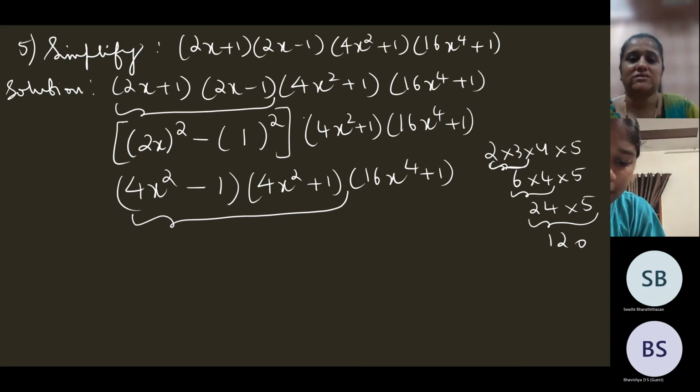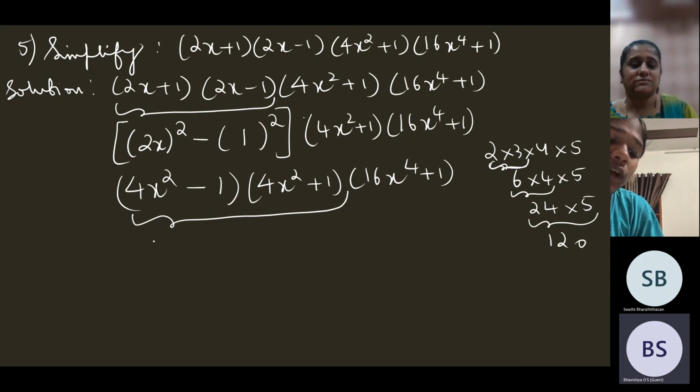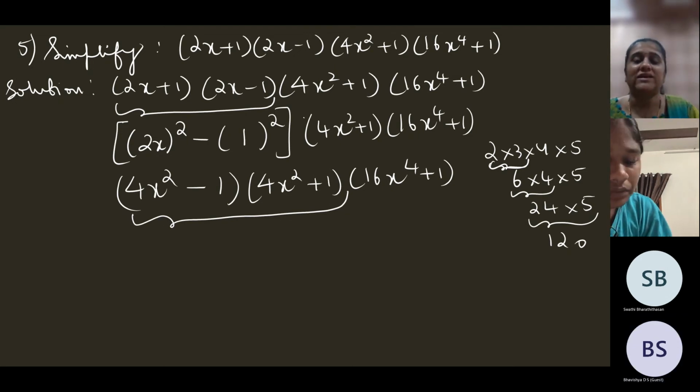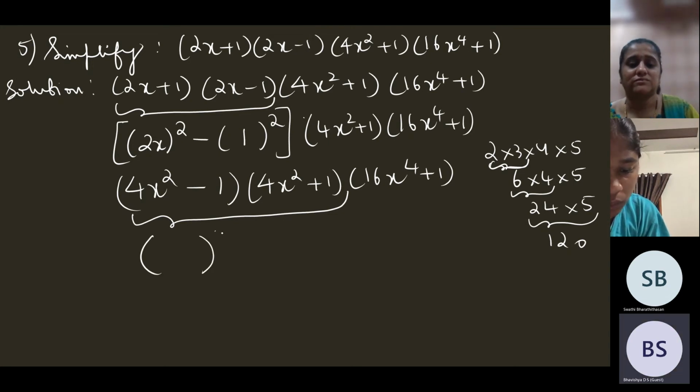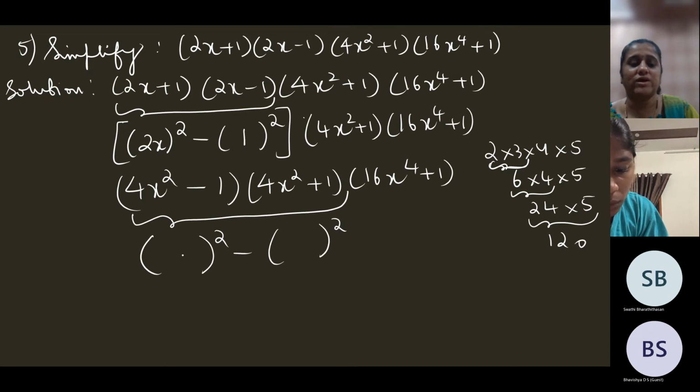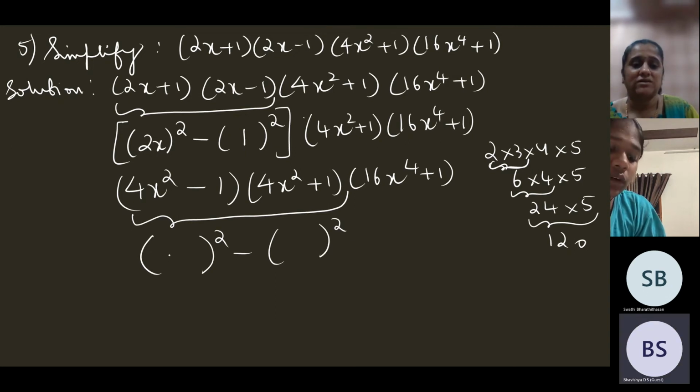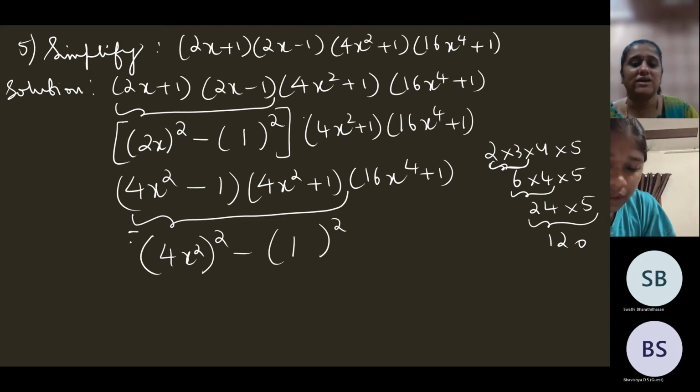So what's the answer? Ma'am, 16x power 4. No. What is the answer? Like in terms of a and b, what's the answer? A square minus b square. A square minus b square. So what should I write in the bracket? 4x square, ma'am. Yeah, and in this bracket? 1, ma'am. Very good. That's all.